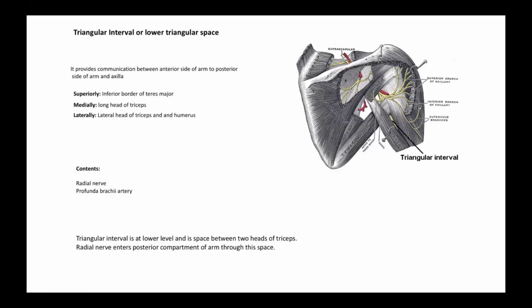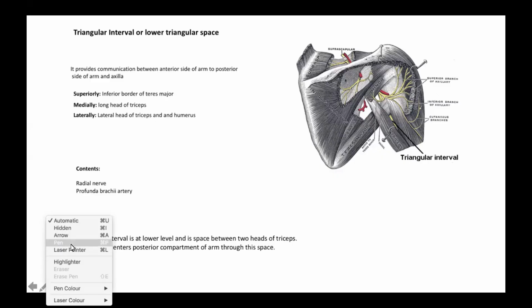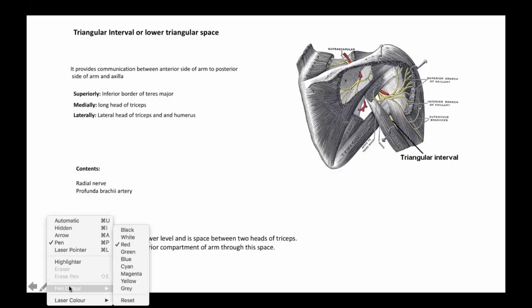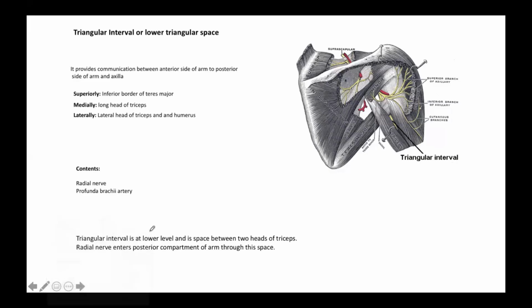So today we'll discuss the remaining parts of the upper limb, and we're discussing these spaces in the upper part of the arm that help in communication of nerves and arteries to the posterior part of the arm and also the scapular region. To help understand their boundaries, we can draw two lines.